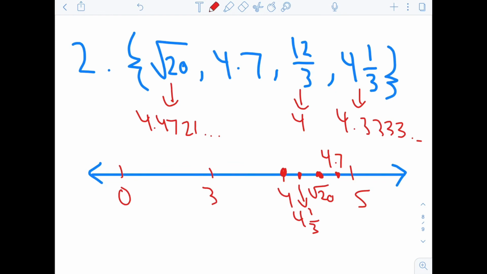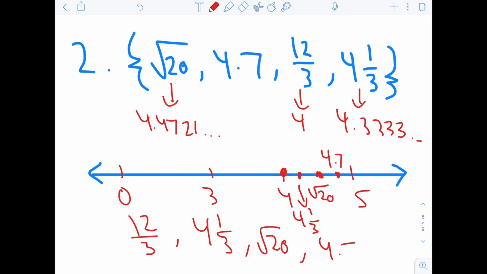So if we put this in order, we have to go from left to right. So the one farthest to the left is 4, well, 12 over 3. Then it's 4 1/3. Then root 20. Then 4.7.